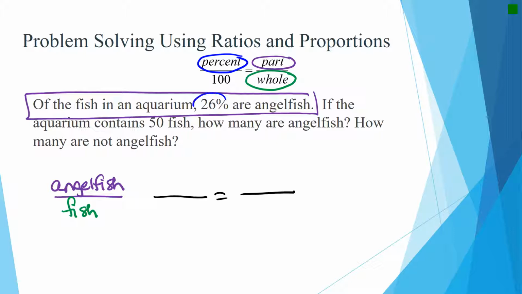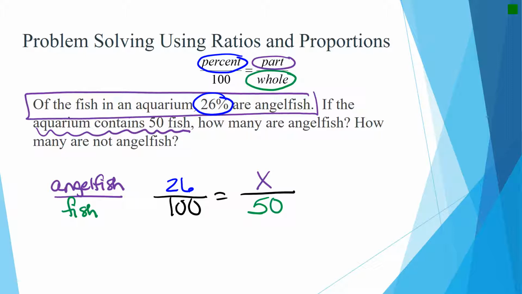So when we set up our proportion for the percent, we're going to look, did they give us a percent? Yep, right there. So that's a really gimme, gimme, gimme. That's 26. 100 always goes on the bottom there. Now I'm looking for angelfish. It says the aquarium contains 50 fish. Is that fish or is that angelfish? That's just all the fish in the aquarium, so that's 50. I want to know how many of them are angelfish, so that's where my X goes.